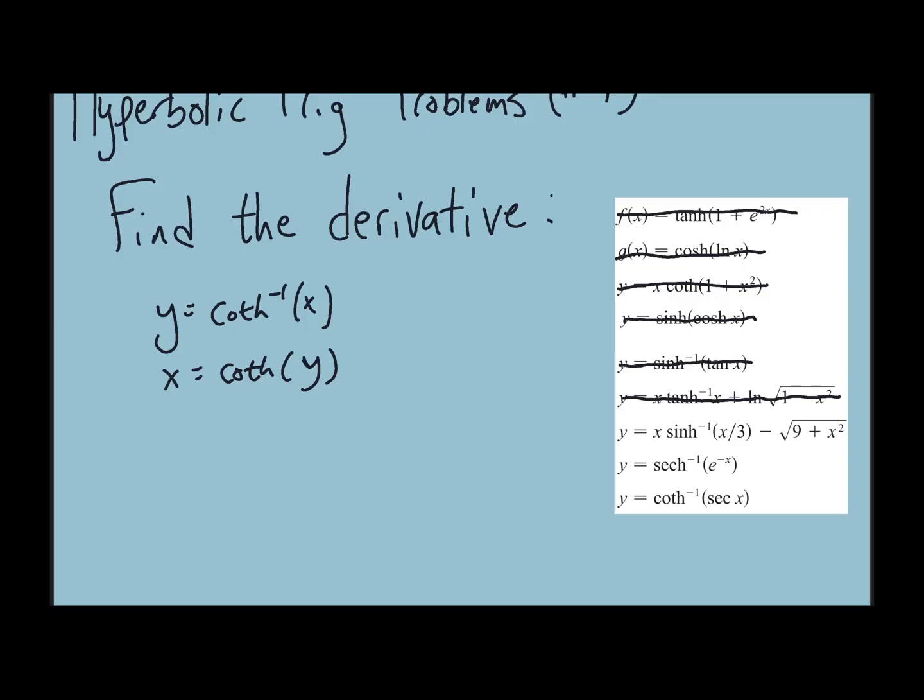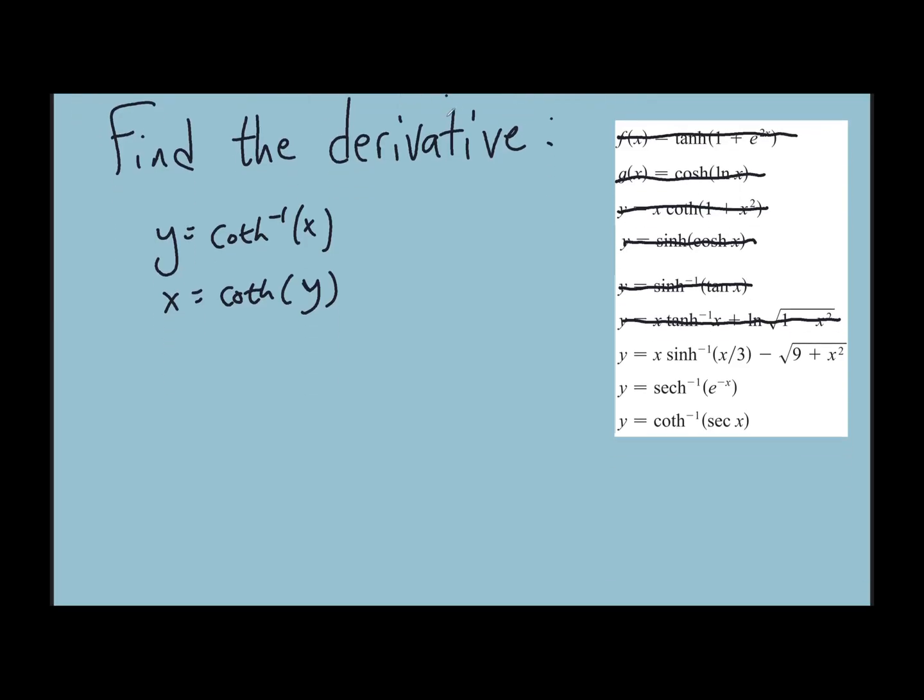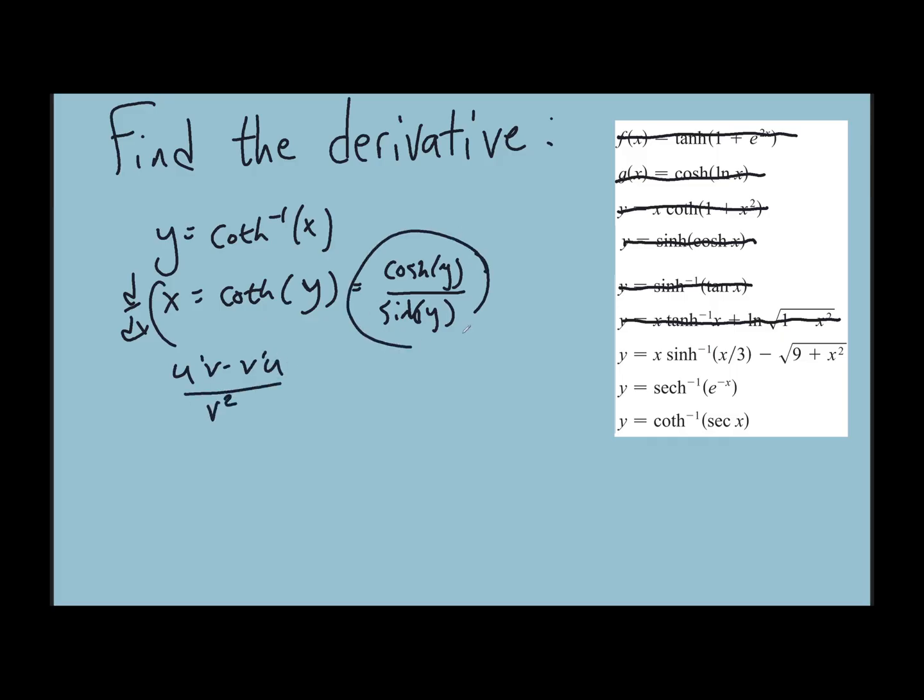So if I want to go from there, what can we do here? Well, that's going to be equal to hyperbolic cosine of y over hyperbolic sine of y. Like that. That's ugly, but you know what it says. And that would be a quotient rule if I want to take the d dx of this, right? d dx, this whole thing, I get u prime v minus v prime u over v squared. It's a quotient rule.